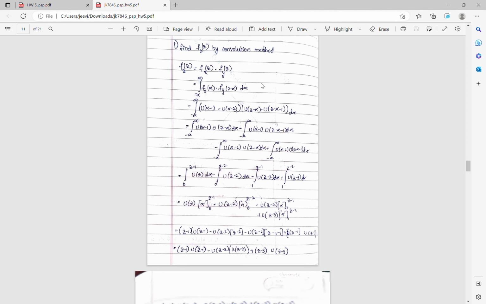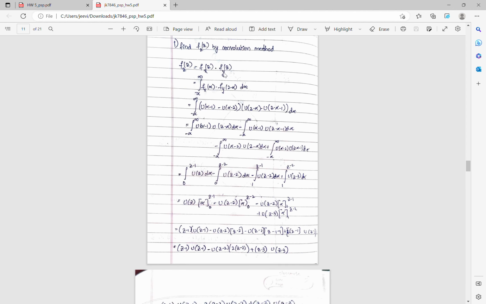Since these first two steps are from the formula only, when substituting, the probability density function of alpha given x will be equal to u of alpha minus 1 minus u of alpha minus 2, and similarly for 2 minus alpha it will be equal to u of 2 minus alpha minus u of 2 minus alpha minus 1, over the integral from minus infinity to infinity.